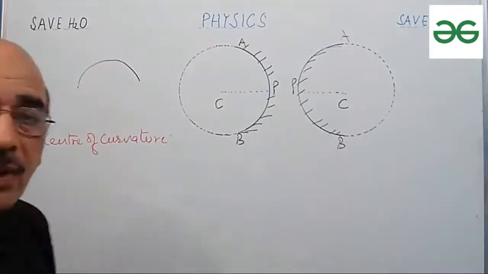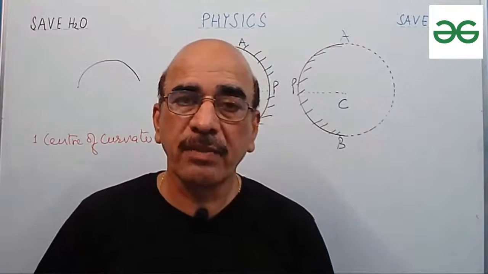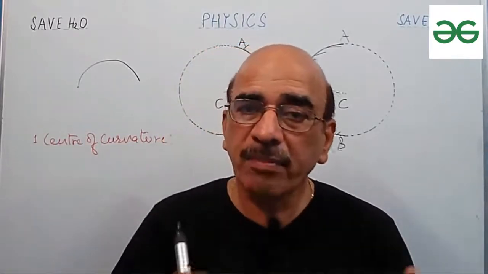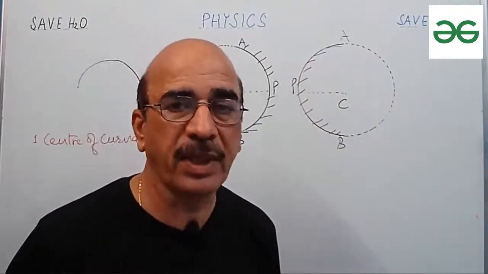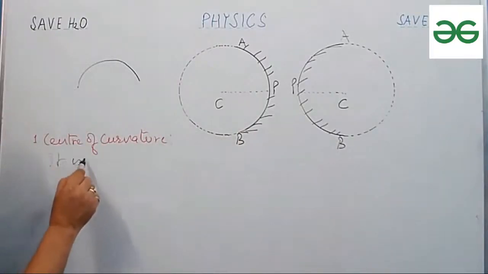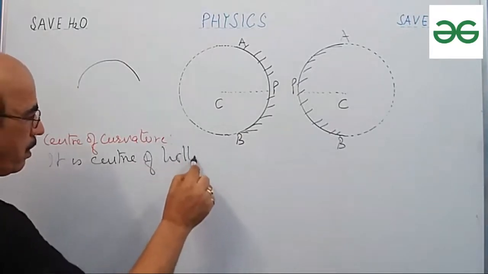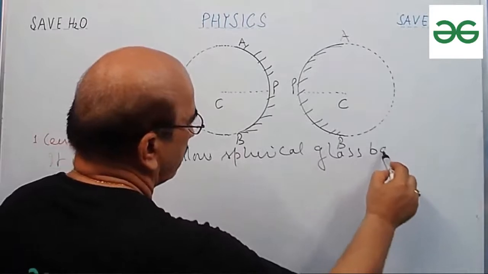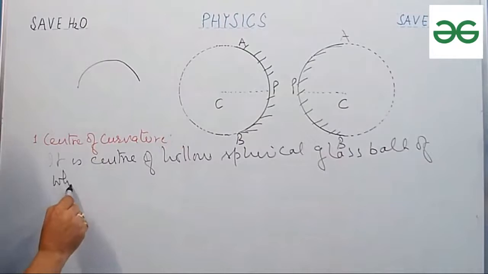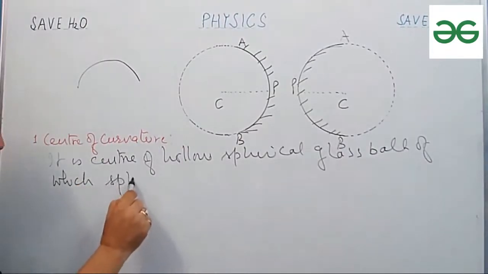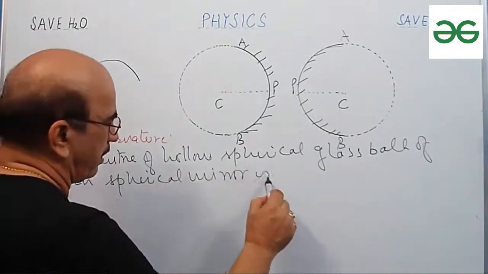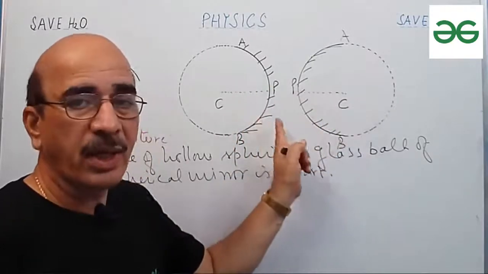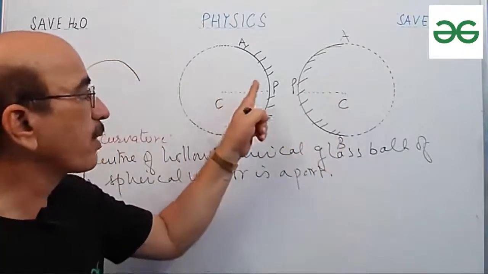Now, sir, how to define it? We will keep explaining, and as I told you, you will get this in the notes, so you need not write it again and again or note it down. So what is the center of curvature? It is the center of the hollow spherical glass ball, of which the spherical mirror is a part. The word hollow is important. The spherical mirror, either concave or convex, is a part of the hollow spherical glass ball. So this is called the center of curvature, the center of the curve.